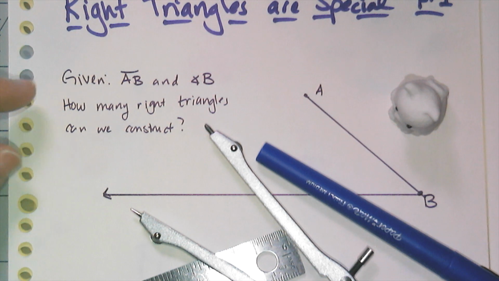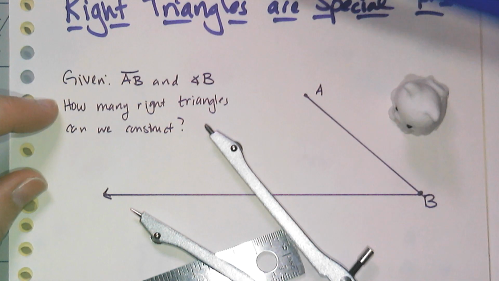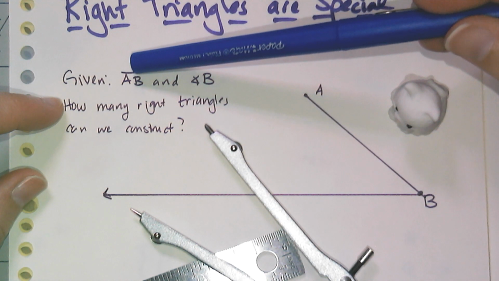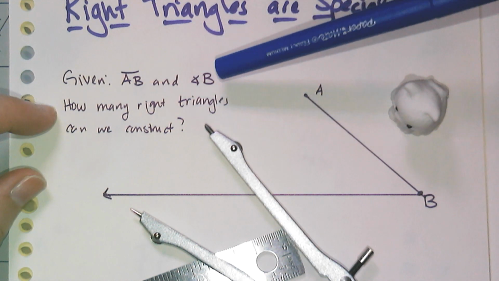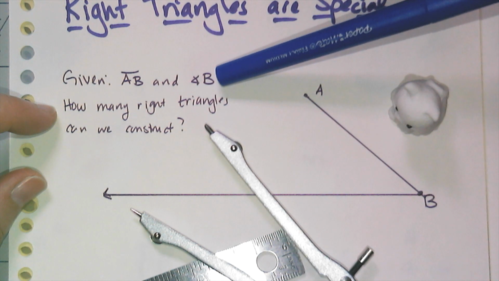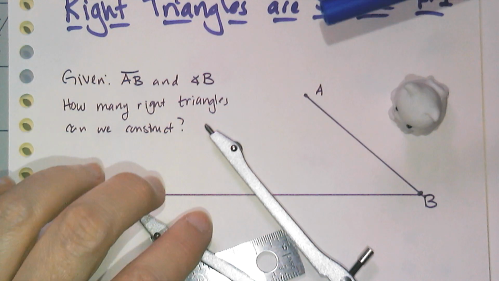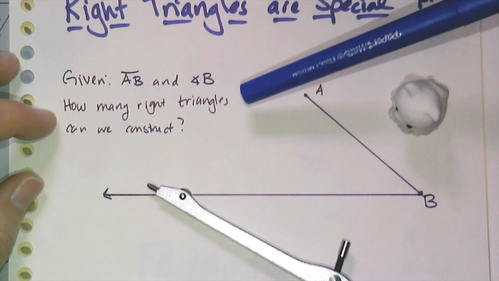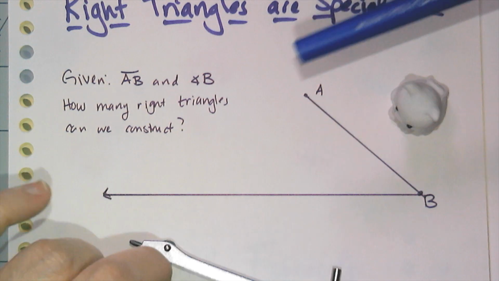Hey y'all, in this video we're going to look at triangle congruencies again, and specifically we're going to look at the special case of right triangles and see if there is an additional triangle congruency that only relates to them. So I've started off, we have a line segment AB, which is going to be a side of our right triangle, and an angle B, which is going to be an angle of the right triangle, but not the right angle, okay? So it's acute. And I want to know how many triangles can we construct with just these two pieces.